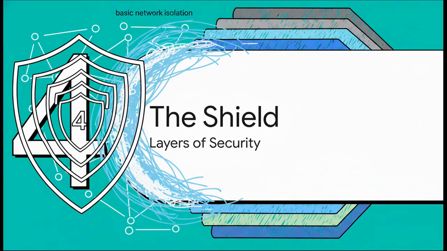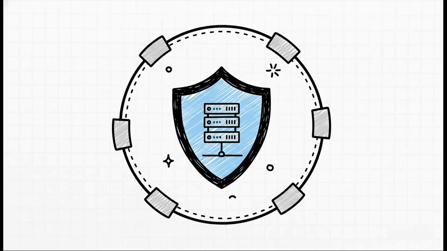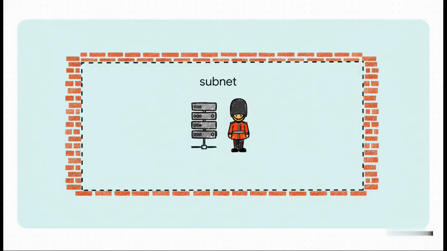Okay, our components are in place, and we've got our basic network isolation setup. That's great. But to build a true fortress, we need to add some more granular, more detailed layers of security. So, to build this fortress, AWS gives us two primary tools. We have network access control lists, we'll just call them NACLs, and we have security groups. Now, I know they might sound kind of similar, but they have very, very different jobs. And the real key is learning how to use them together.